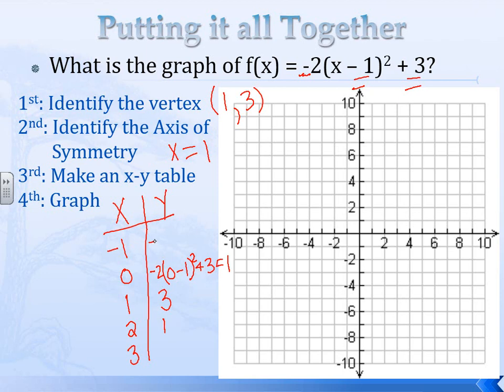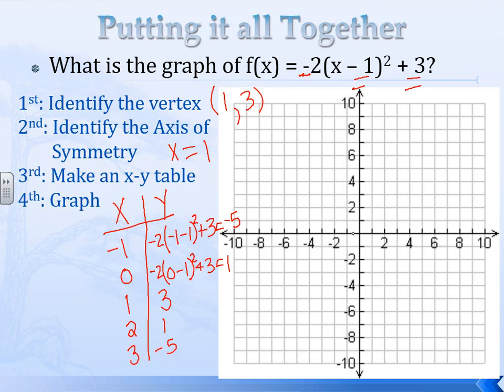Now let's plug in our -1. We get -2 parentheses -1 minus 1 squared plus 3. So, again, starting in the parentheses, negative 1 minus 1 is negative 2. Negative 2 squared is 4. 4 times negative 2 is negative 8. Negative 8 plus 3 is negative 5. And we reflect that answer to match up with the positive 3, so we have 3, negative 5.